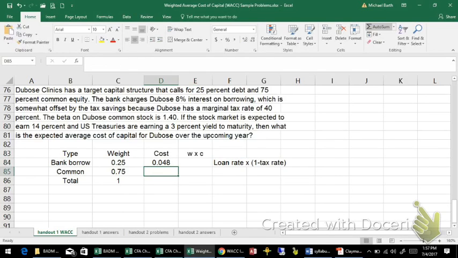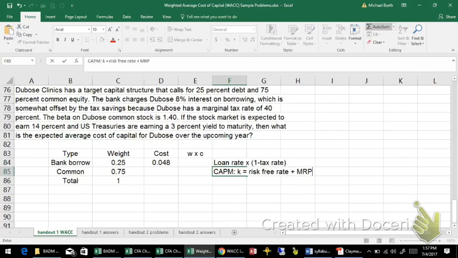All right, the cost of common using the capital asset pricing model, that's the cost is equal to the risk-free rate plus the market risk premium times beta. All right, so what I'm told up here for the capital asset pricing model is the entire rate of return on the stock market's 14% and the risk-free rate is 3.